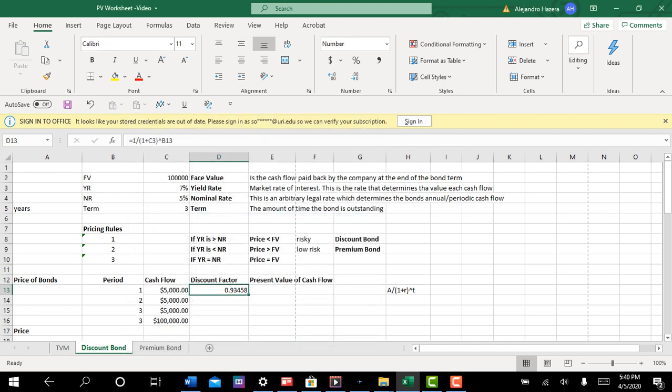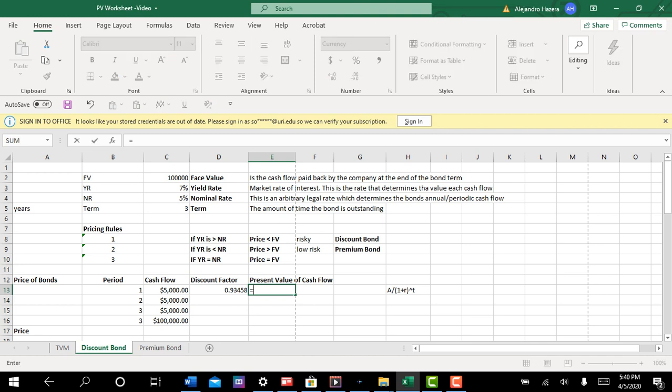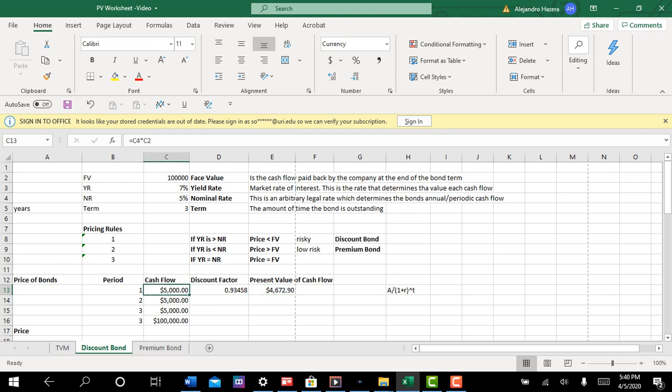Okay, that looks good. So what this is saying is that if you discount back one period at 7%, each dollar is worth 93% of that dollar. The present value of that is 93 cents. Okay, so we're going to multiply 5,000, the cash, times the factor we came up with, and I'll go over the factor in a second, and that will give us $4,672.92.